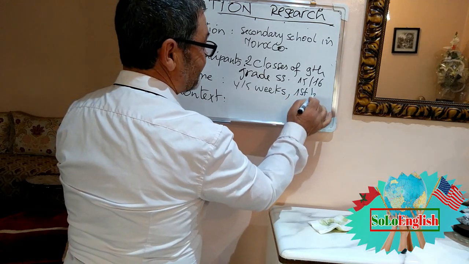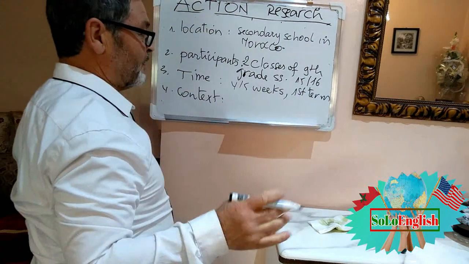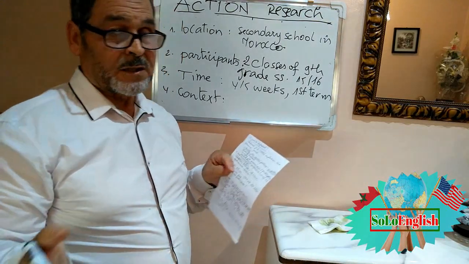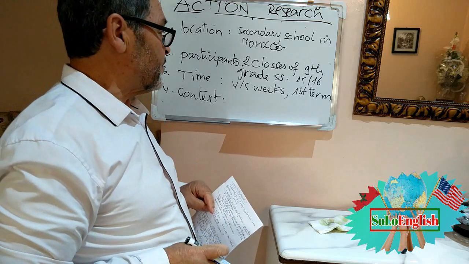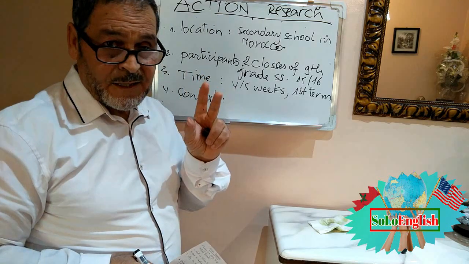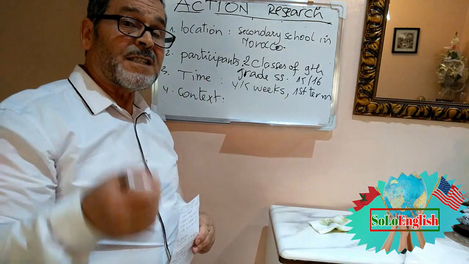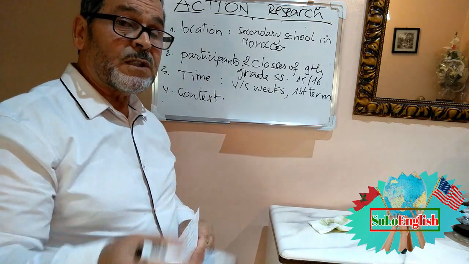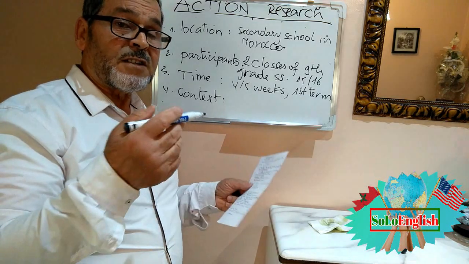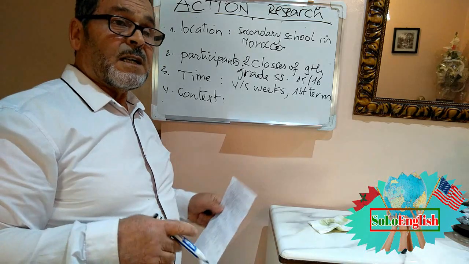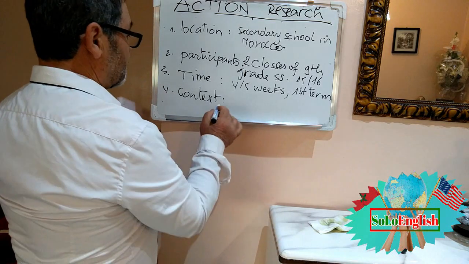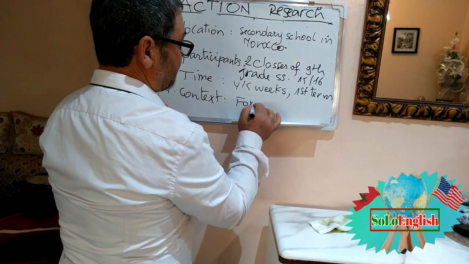First term, during, for example, October, November, December. 3 months is too much. So we can just take 4 or 5 weeks, 1 month, to follow the same students, to see in what way, for example, they are participating, or their pronunciation is good or bad. It depends on the issue that we choose. And the context is a foreign language.